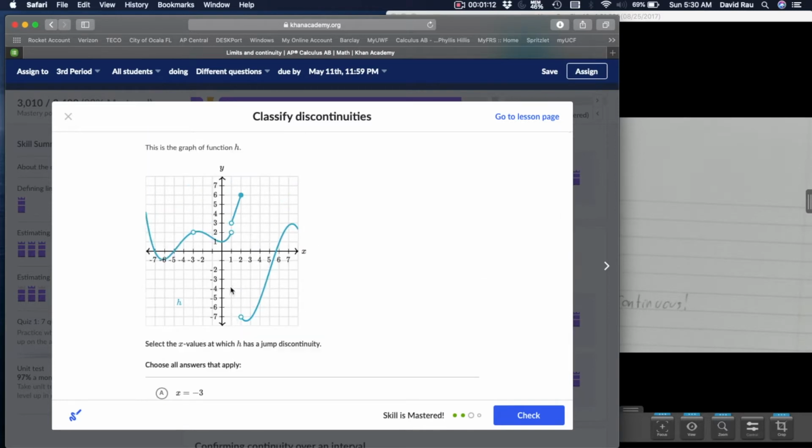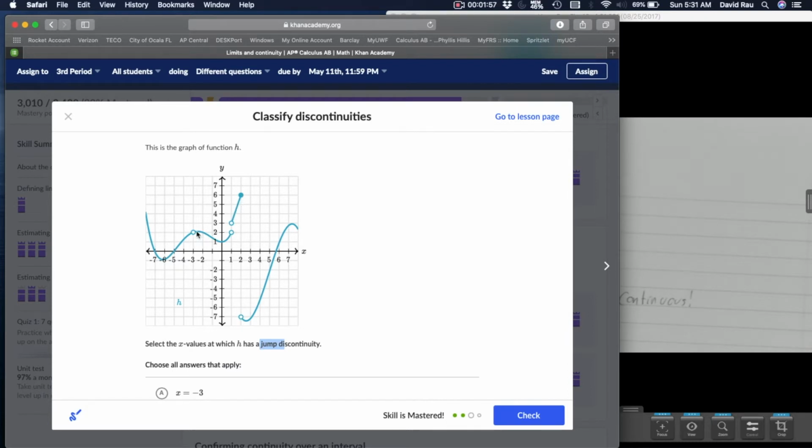One thing students start doing is thinking jumps depend on whether there's a closed and open circle. No, what matters is whether those endpoints are connected or not. Because you have an endpoint here and an endpoint here, and they're not connected, they're essentially jumping. If you were reading a table, you'd be saying, okay, it's 1, 1.1, 1.2, 1.3, 1.4, 1.5, 1.6, 1.7, 1.8, 1.9, 1.99, 1.999, and then suddenly it's 3. So it jumps from 2 to 3. Same thing here, it jumps from 6 to negative 7.